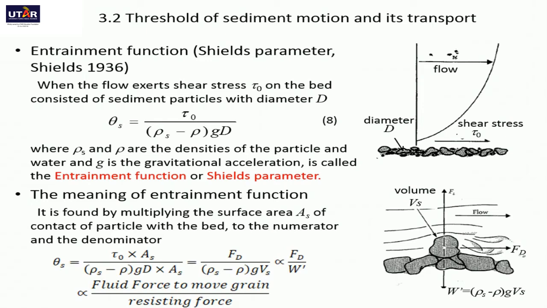Then the numerator represents the horizontal force acting on the top surface of the particle, and the denominator means the weight of the particle. The weight of the particle multiplied by the friction factor is the resisting force against the horizontal motion. The value of the parameter then is large when the force tending to move the particle is large compared with the resisting force, and vice versa.